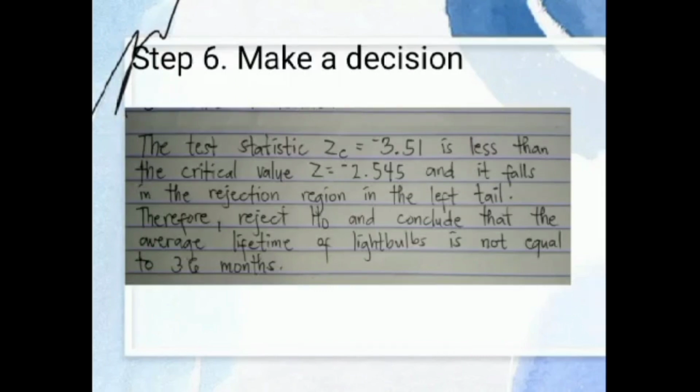Step 6. Make a decision. The test statistic z equals negative 3.51 is less than the critical value z equals negative 2.545 and it falls in the rejection region in the left tail. Therefore, reject the null hypothesis and conclude that the average lifetime of light bulbs is not equal to 36 months.